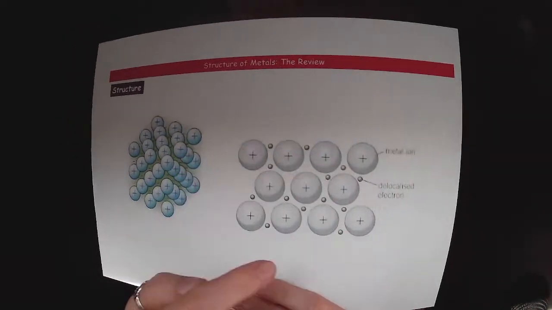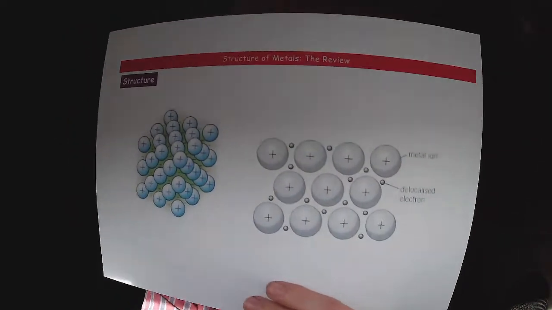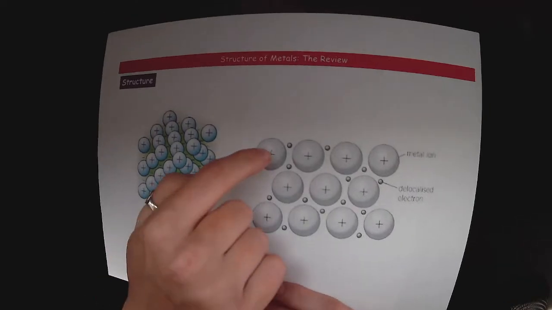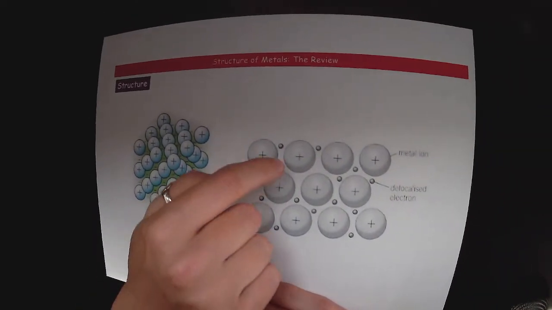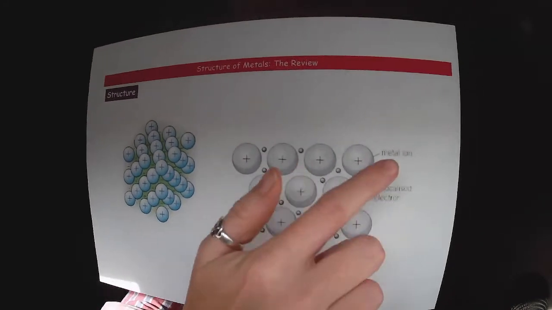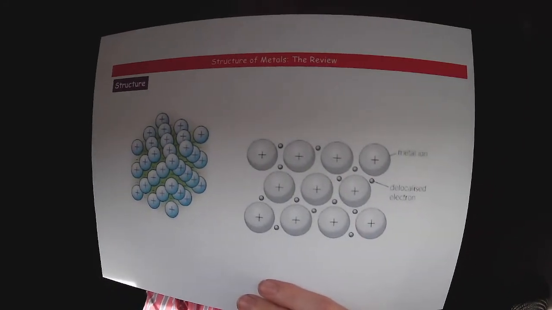This one right here. You need to draw at least 6 positive metal ions and label them positive metal ions. Then stick a few little dots around, label those delocalized electrons, that's 2 marks. 3rd mark would literally be for saying that the metallic bond is the force of attraction between those delocalized electrons and the positive metal ions.